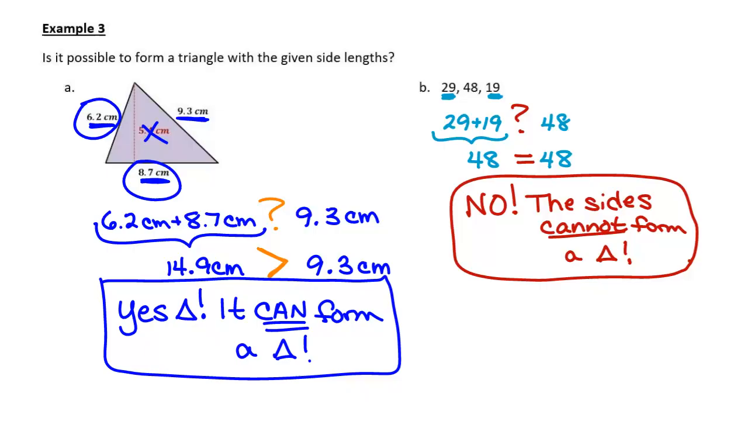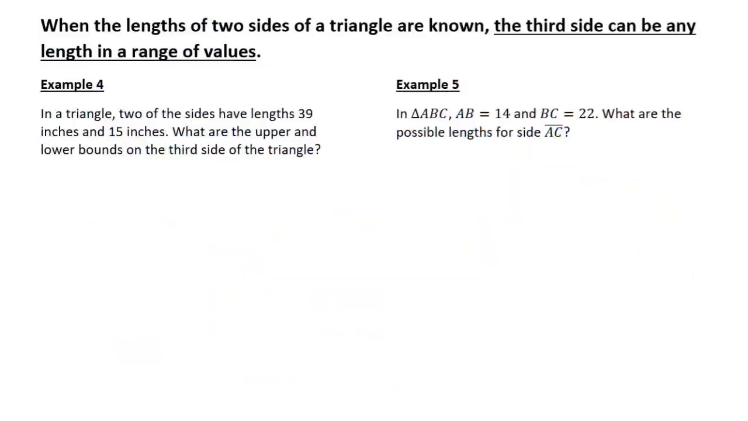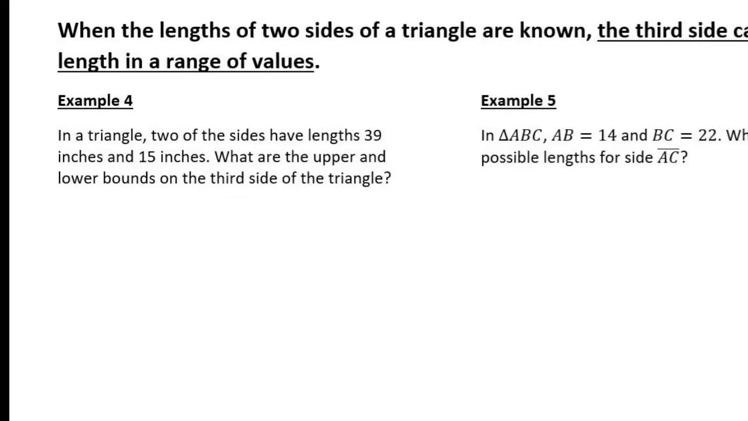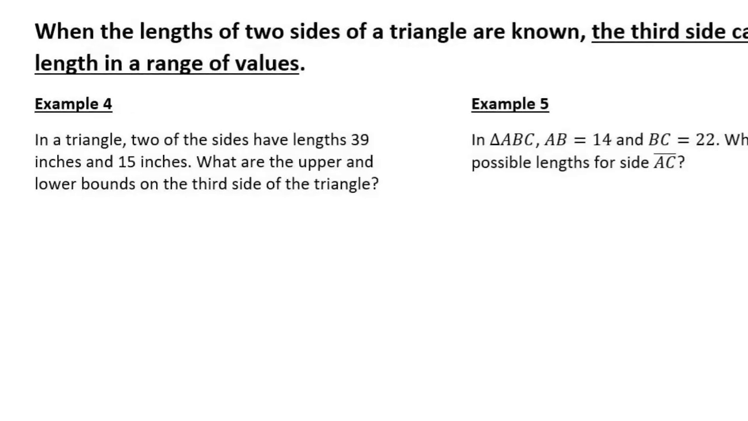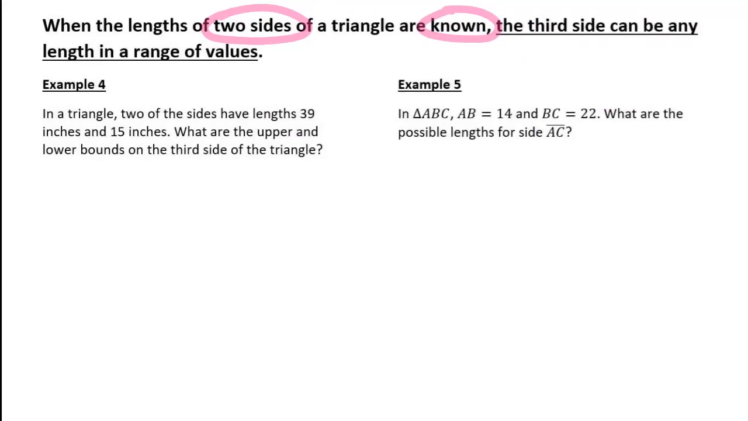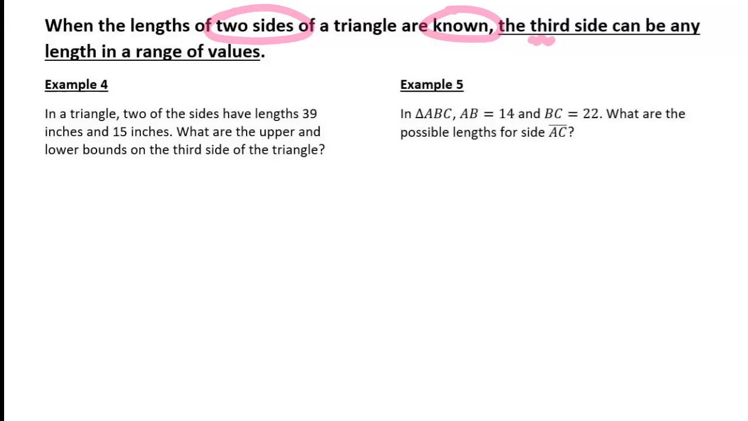All right, we've got one more concept to cover today. When the lengths of two sides of a triangle are known, so if I know two sides of a triangle, the third side can be any length in a range of values. The third side can be any length in a range of values.